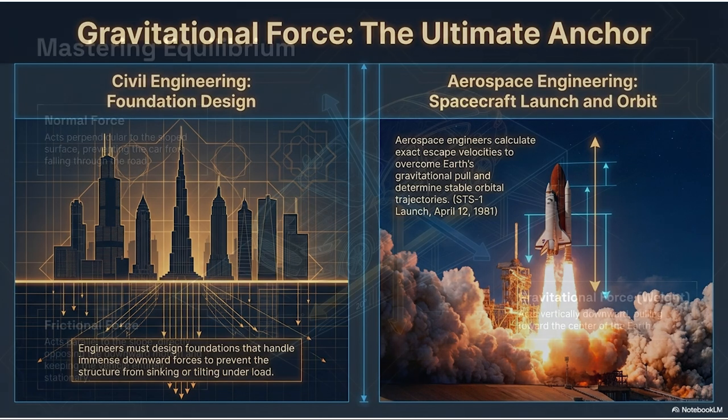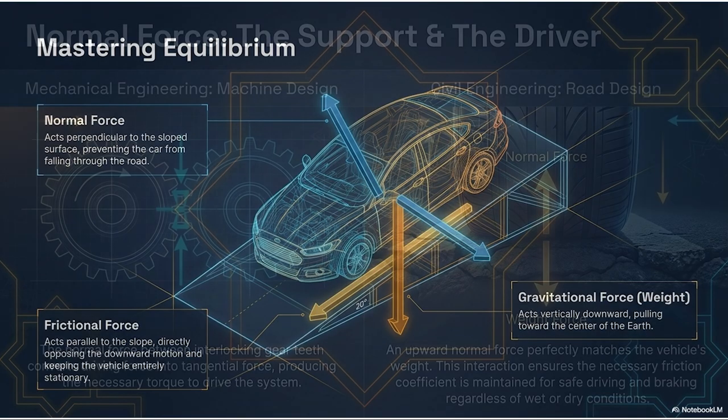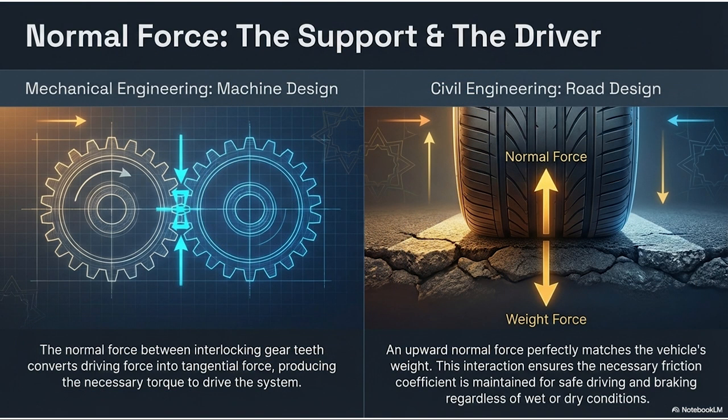Sure. But let's return to our Ford sedan parked on the hill. Right, back to the hill. Gravity is relentlessly pulling it straight down toward the center of the Earth. So why doesn't the car just phase straight through the asphalt and fall into the dirt? Because the road is solid. Which brings us to the second force in our equilibrium trinity, the normal force.